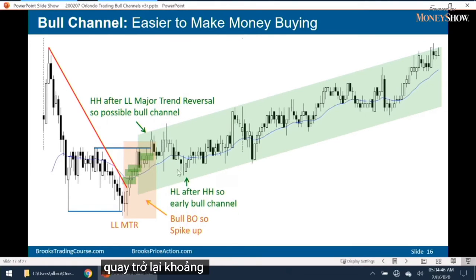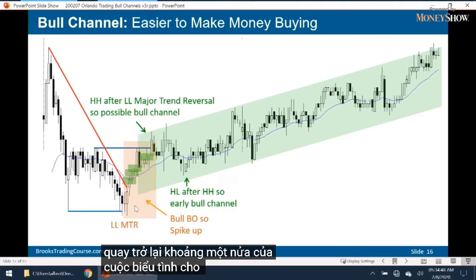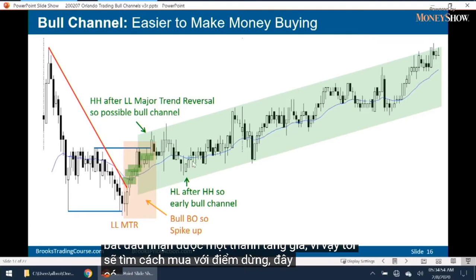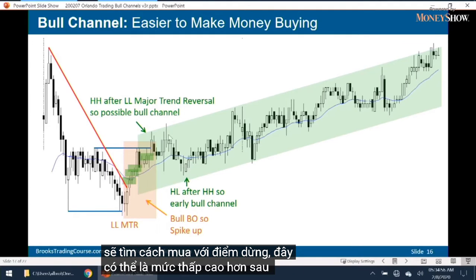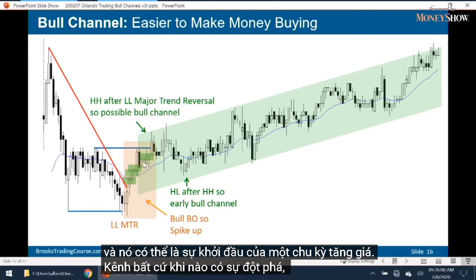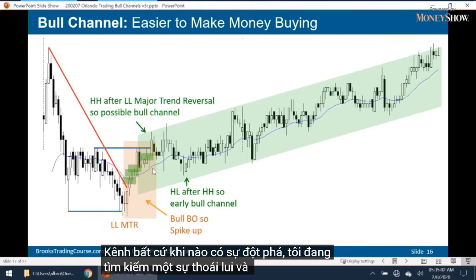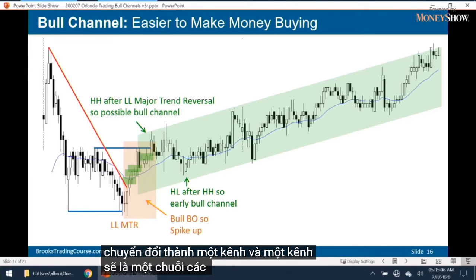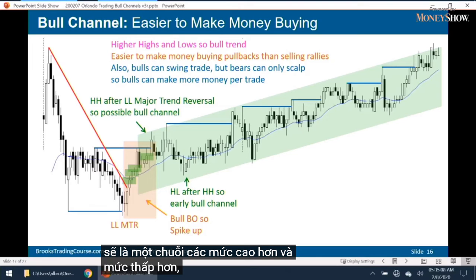And then we're pulling back about half of the rally, giving it back, and it's starting to get a bull bar. So I'm going to be looking to buy with the stop. This might be a higher low after a higher high, and it could be the start of a bull channel. Whenever there's a breakout, I'm looking for a pullback and then a conversion into a channel. And a channel would be a series of higher highs and higher lows.